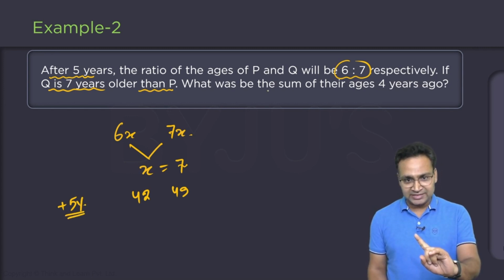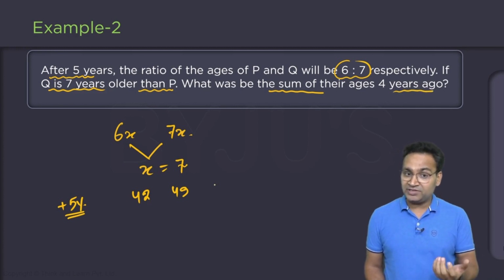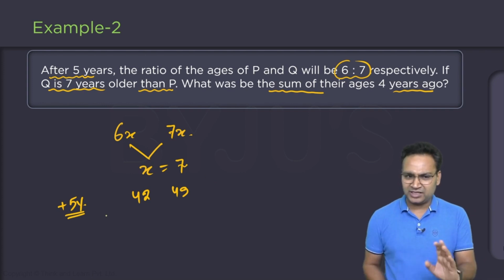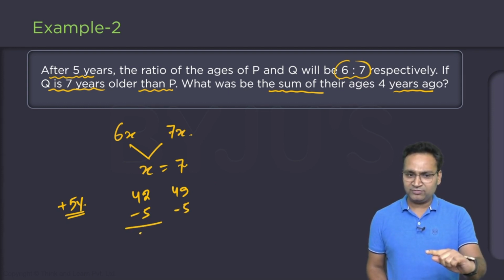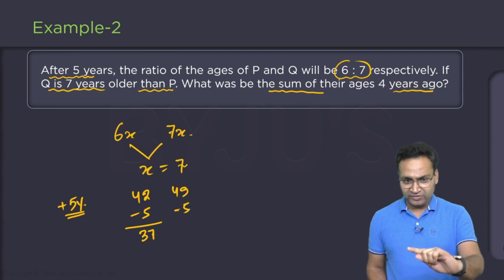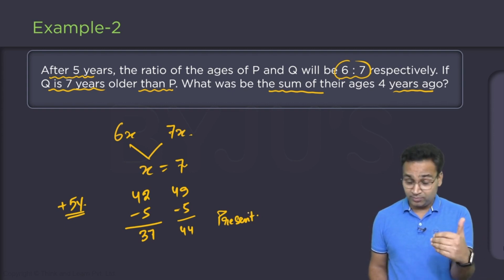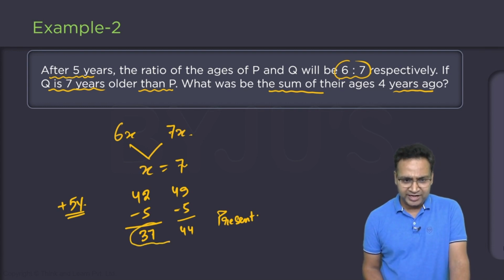And the question is asking the sum of the ages 4 years ago. So obviously, if you're moving from after 5 years to 4 years ago, let's think of the present ages first. So I subtract 5 from this. Now the present age is 42 minus 5, 37, and 49 minus 5, 44. These are the present ages. And we have to calculate the sum of the ages 4 years ago.